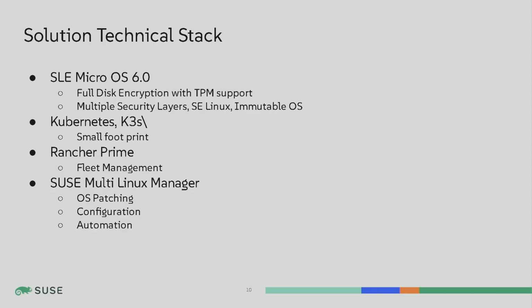Just as a recap of the technology in place: Multi-Linux Manager for operating system patching, configuration, and automation. This is where, like I said, we're pulling those components out of MLM. SLE Micro, security layers, SELinux, immutable OS, full disk encryption with TPM. And again, all of that's really straight out of the box; we didn't have to do much to it. Kubernetes, K3S, gives us the nice tight footprint.